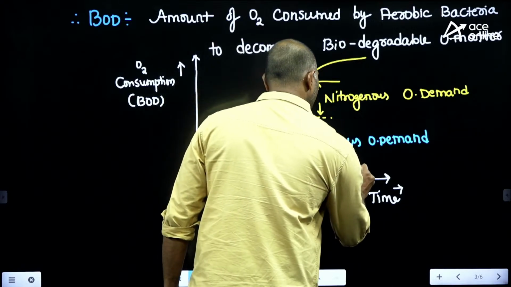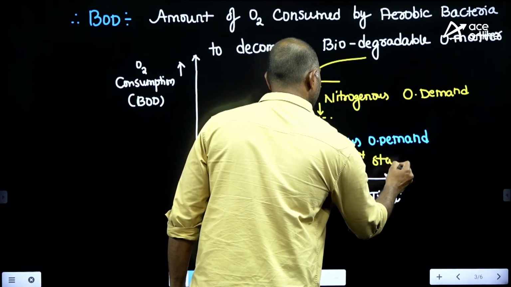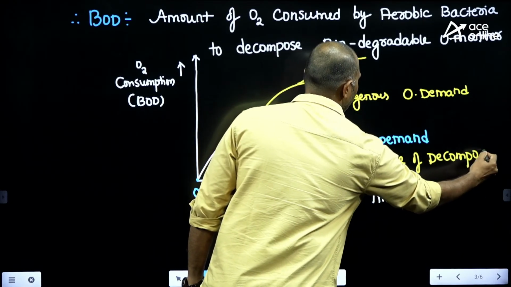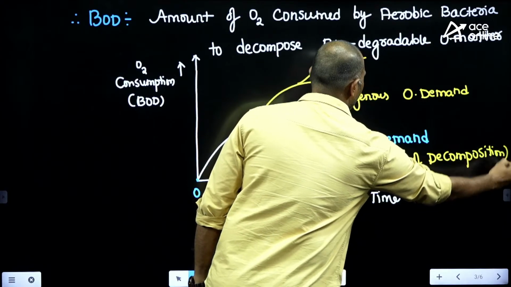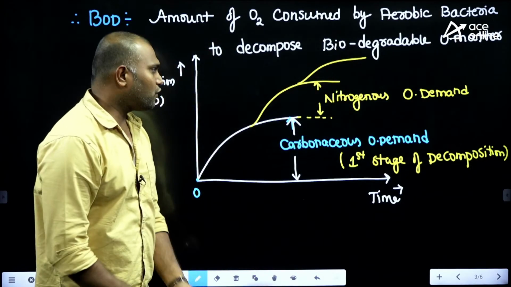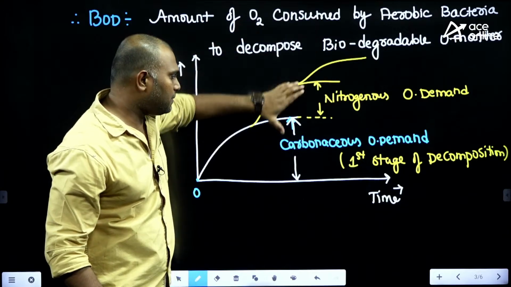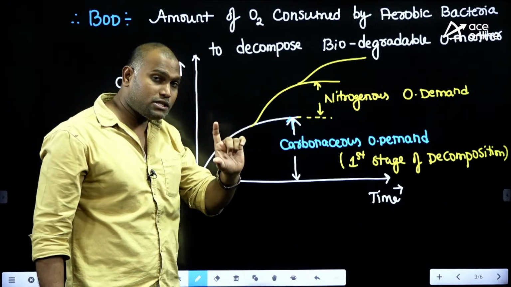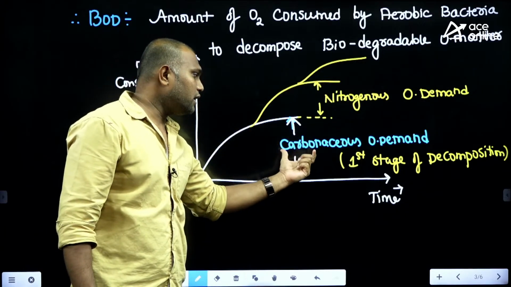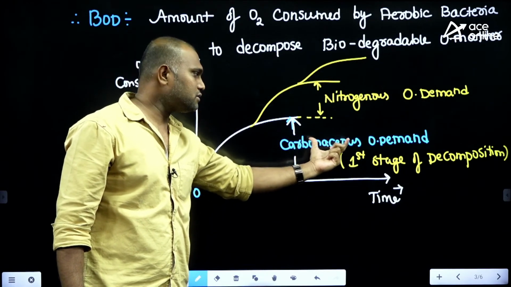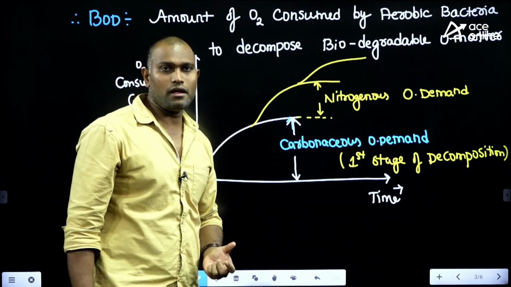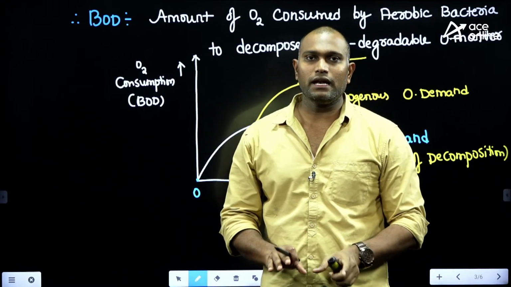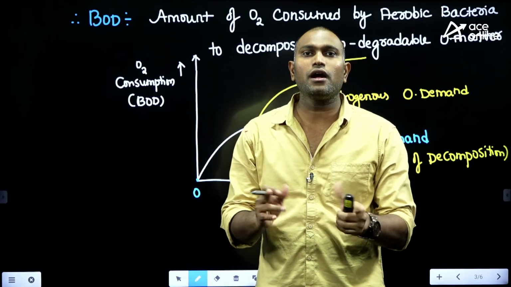So, this is nothing but the first stage of decomposition. So, what I am going to do over here is, instead of looking at the total organic matter, I will be seeing the major component, which is nothing but carbonaceous. And how much oxygen is required for the decomposition of carbonaceous matter, that is known as carbonaceous oxygen demand, and we are going to consider that as BOD. So, practically BOD is nothing but oxygen demand for the carbonaceous matter.